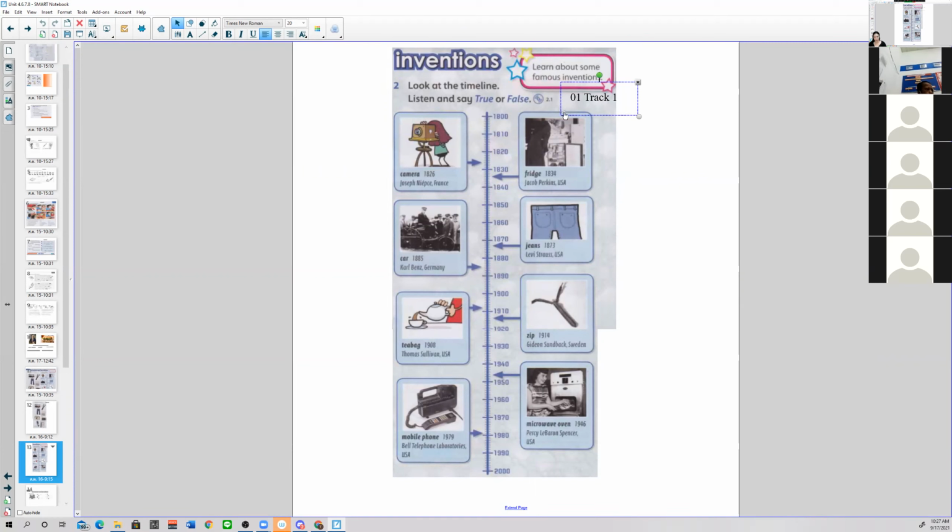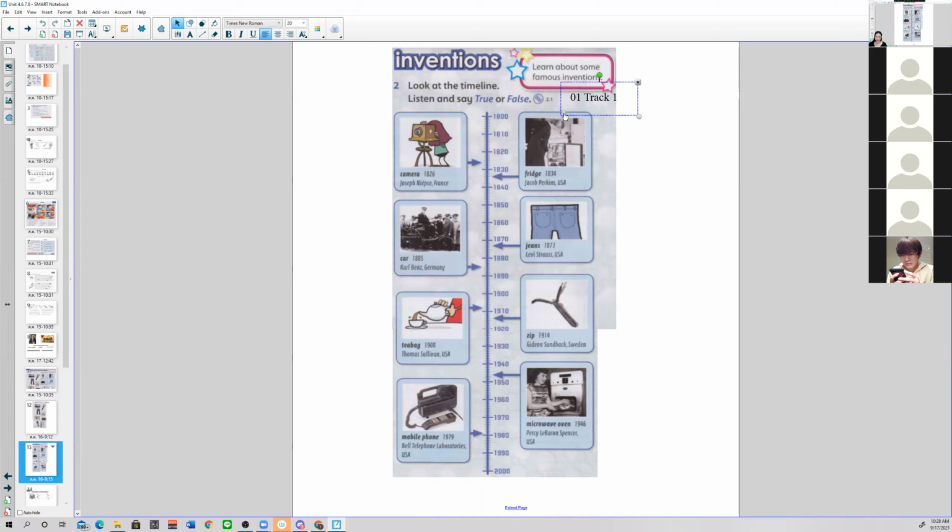CD2. Listening 2.1. Look at the timeline. Listen and say true or false. Who invented the zip? Gideon Sundback. True or false? True. That's who invented the zip. That's the name of the person who invented it.